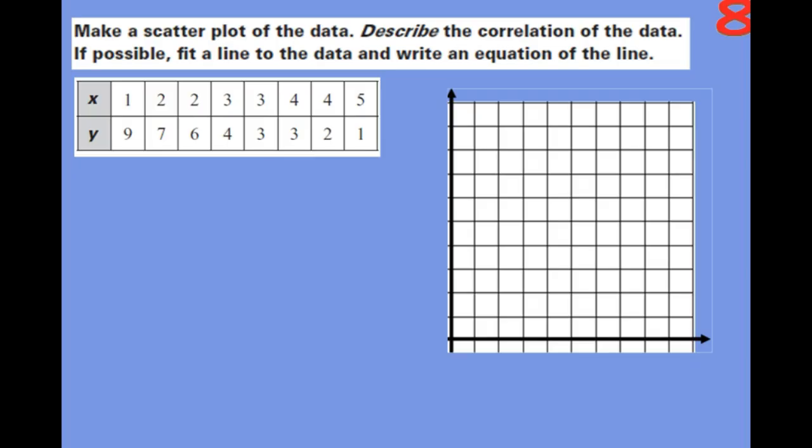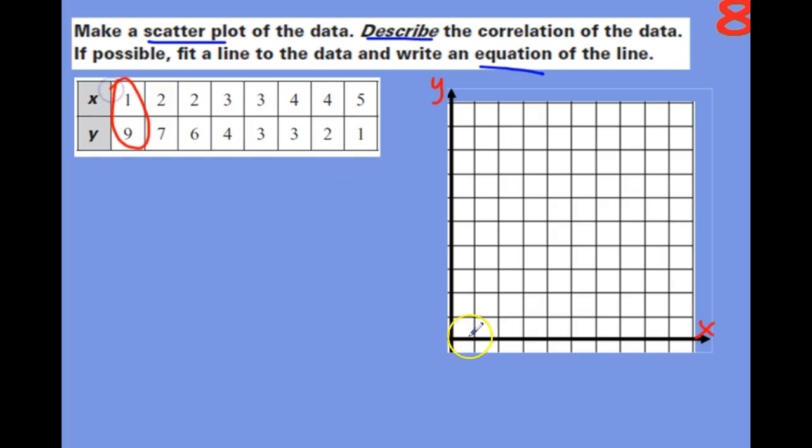Our last problem, this is one I would like for you to try on your own, and then click play to see if you got it right before you start your homework. It's the same as we've done before. Make a scatter plot, describe the correlation, and then write an equation of the line. So first, let's make our scatter plot. This is x, and this is y.